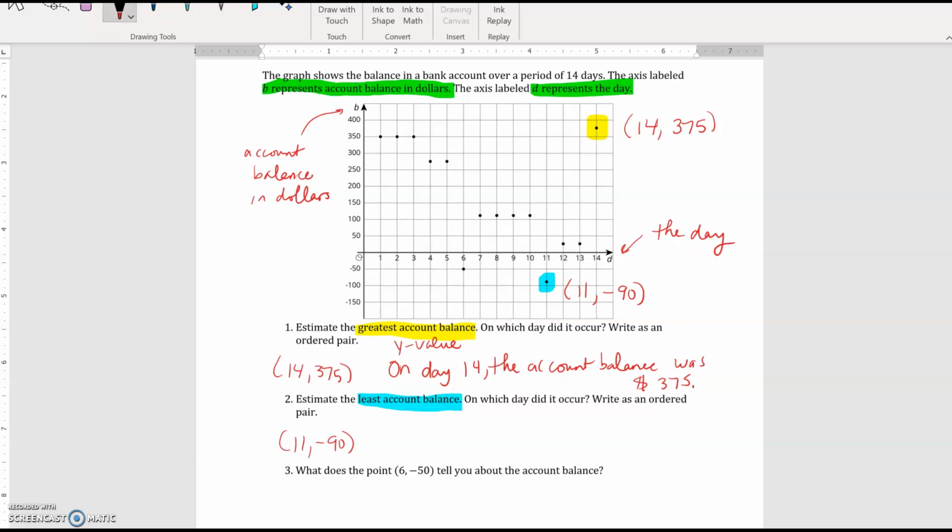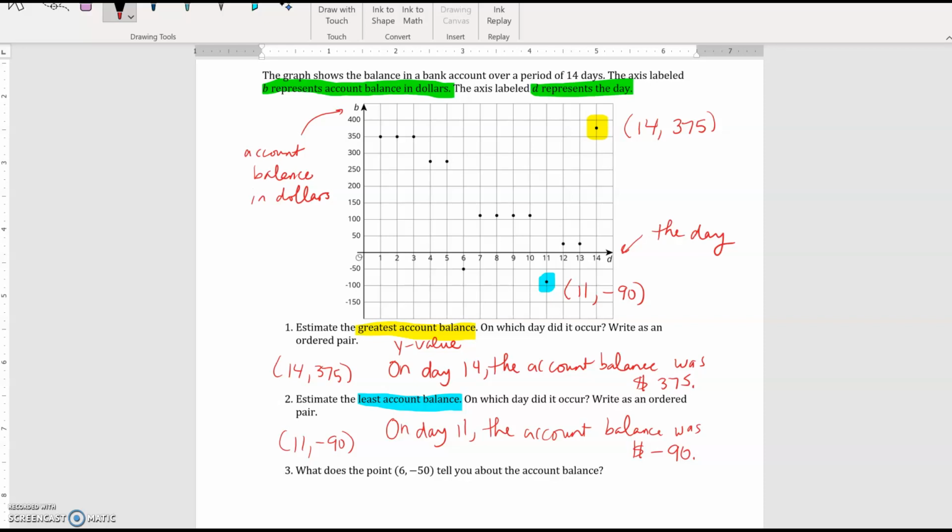I have to ask myself, what does this point mean in this context? I know the x value is the day, and the y value is the account balance. So I can say, on day 11, the account balance was negative $90, which means that you're in debt. You actually owe $90 to the bank.